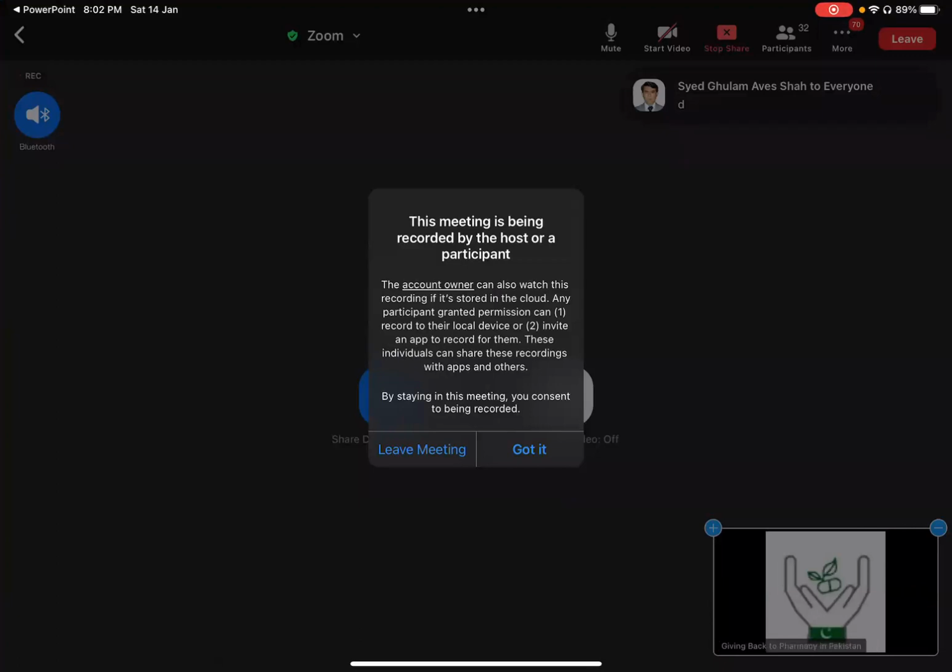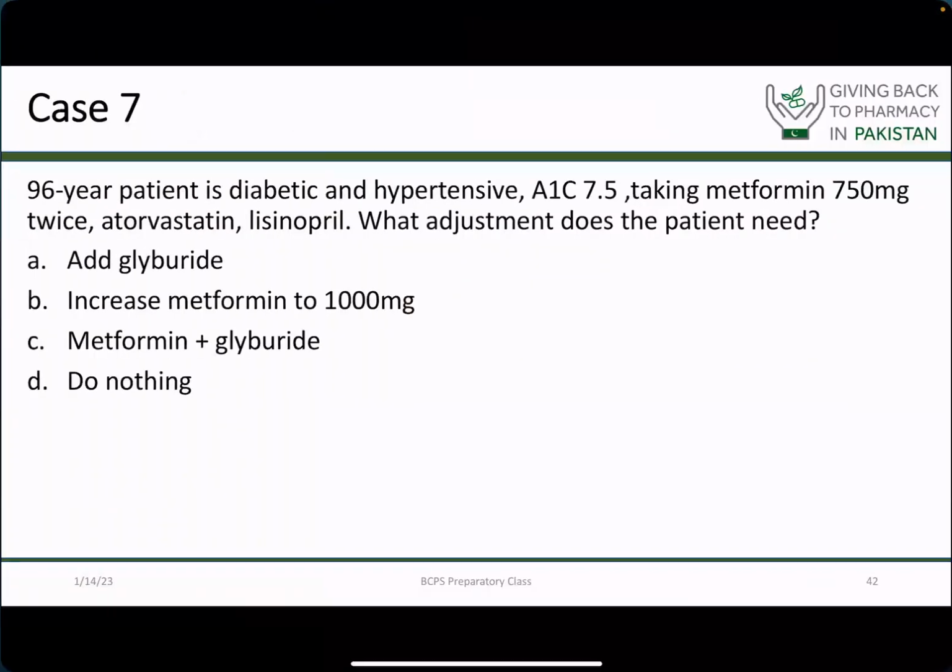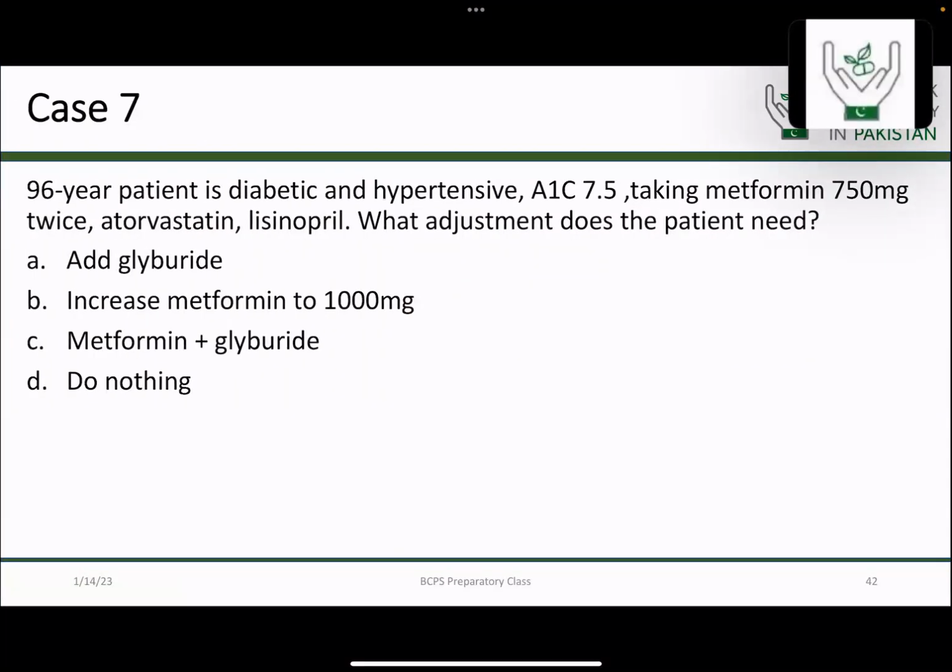Sir, they are answering B. Okay. So they are answering B or D? Sir, B. Okay. So here you go.